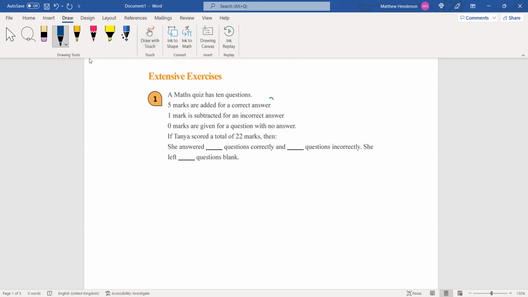So if we were to call the number of correct answers x, it's important that we understand this is not equal to a correct answer, this is the number of correct answers. Therefore, the number of marks from the correct answers comes from 5 times x, which gives us 5x. We've also got 1 mark subtracted for the number of incorrect answers. So we can call y the number of incorrect answers.